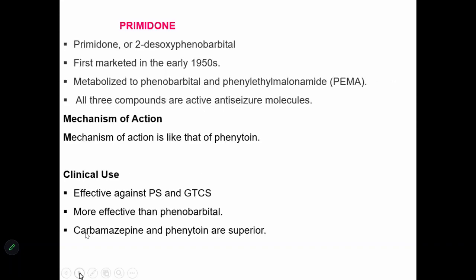It only depends on whether or not it can be given. It depends on the dose and also the comorbidities that exist.